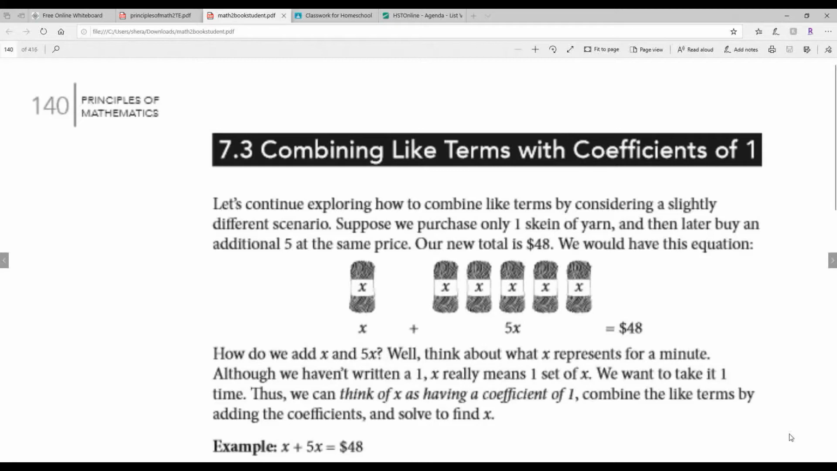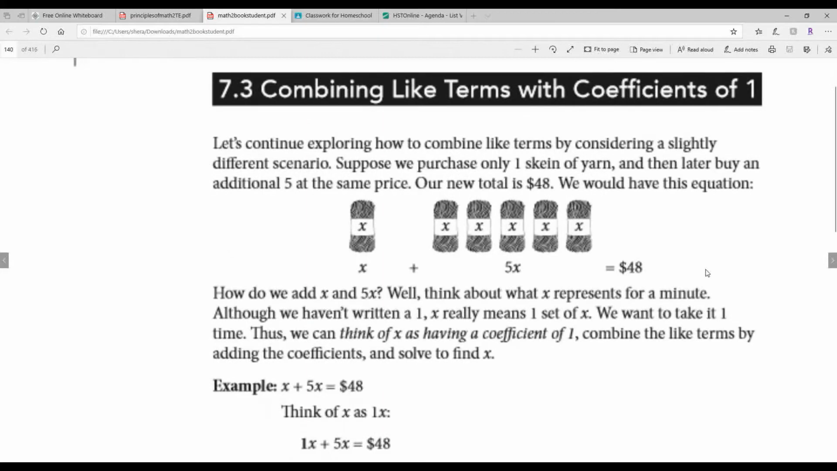Yesterday, the last lesson, we talked about combining like terms, and we also learned what coefficients were. So today we're going to learn how to combine like terms with coefficients of 1. So we're going to continue to explore this.